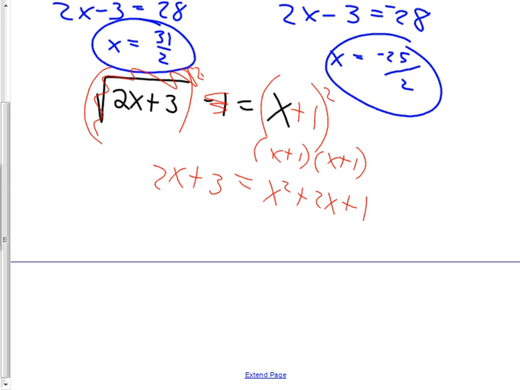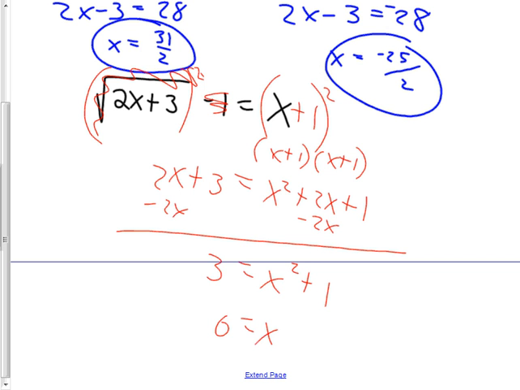Then you subtract 2x from both sides. And that's weird that 2x is just going to go away. 3 equals x squared plus 1. Subtract 3 from both sides. 0 equals x squared, and I subtract 3, so it makes minus 2.